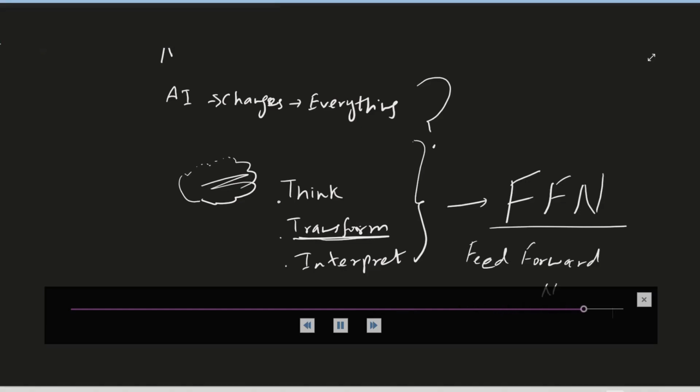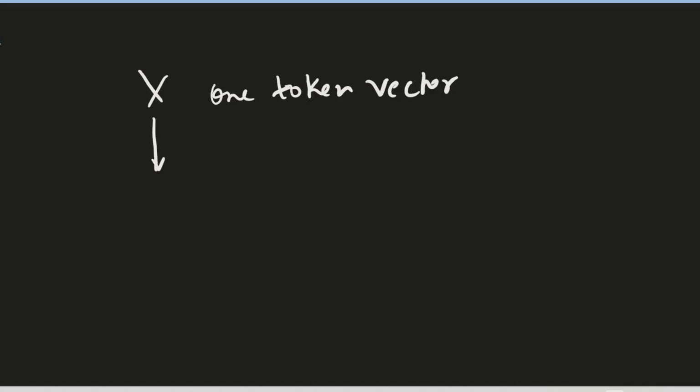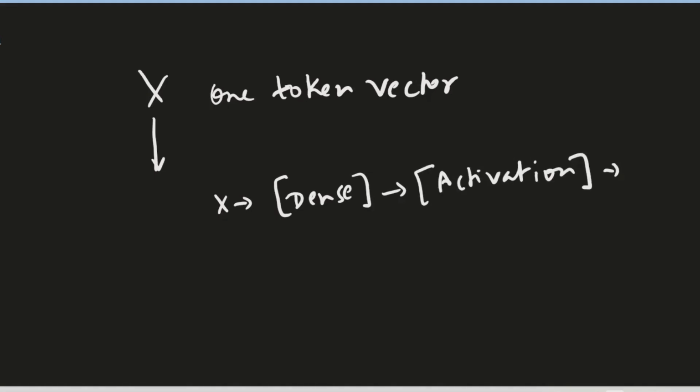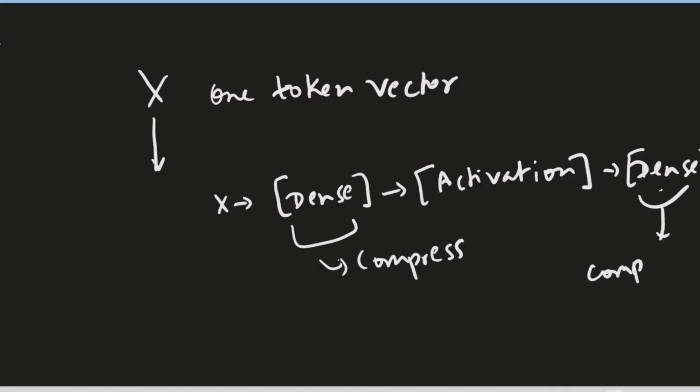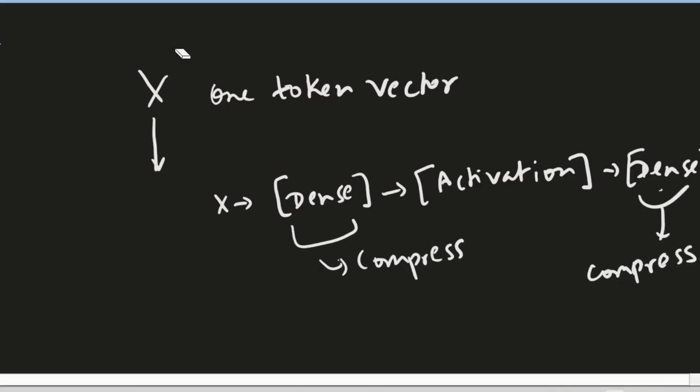FFN is a small neural network applied to each token. It has two dense layers and one activation function in between. First, it expands the information. Then, it applies nonlinearity. Finally, it compresses the information back. The same FFN is applied to every token.